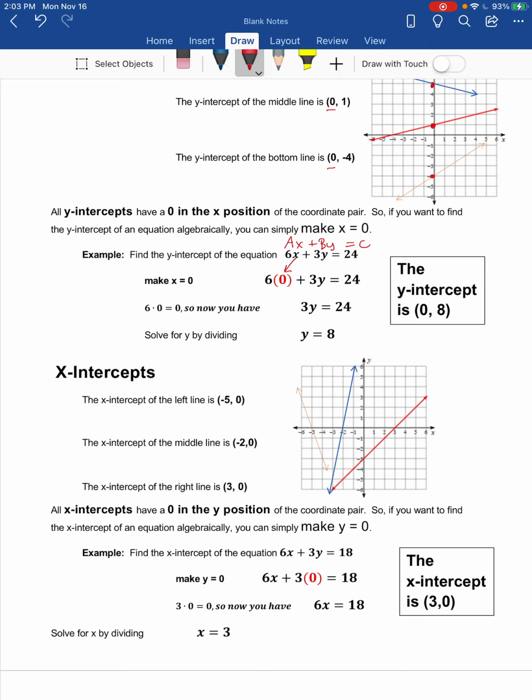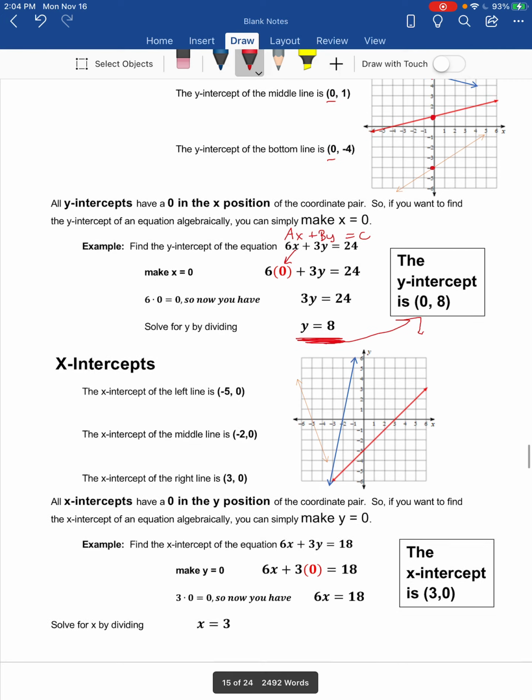You're going to make x equal 0 through substitution. 6 times 0 is 0, so that will cancel out. So you're just left with 3y = 24. Divide each side by 3, and you get y = 8. But this is not an intercept. Intercepts have to be ordered pairs. So you plugged in 0 for x, so your x value is 0, and your y value is 8.